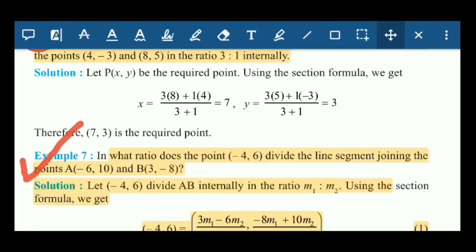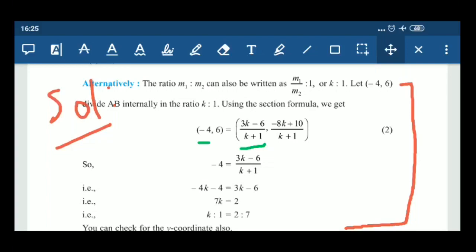I am going to start example number 7. In this example, we will find the ratio. Does the point (-4, 6) divide a line segment joining the points A and B whose coordinates are given? There is a difference between this example and example number 6. In example number 6, we found the coordinates of point P when the ratio is given, but here we will find the ratio and the coordinates of the point are given. See the solution of example number 7.